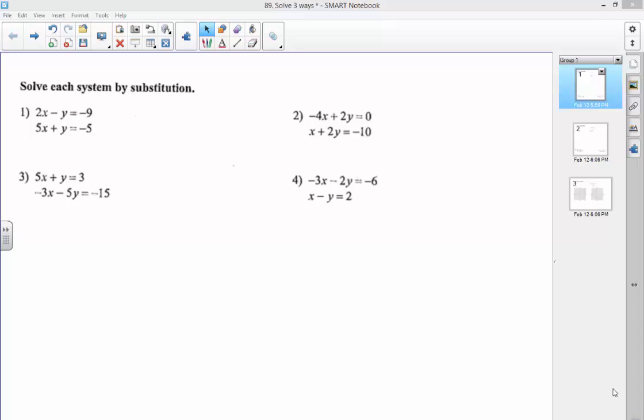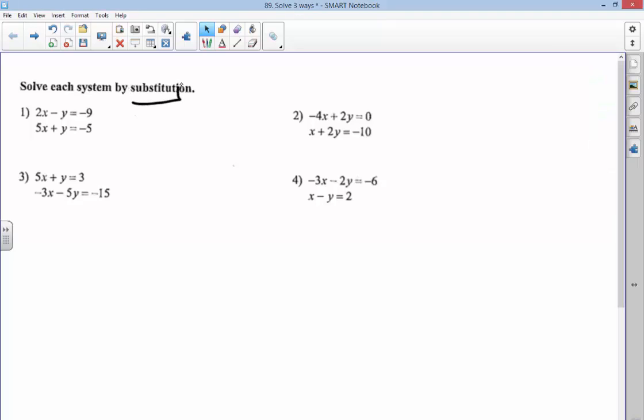All right, we're going to look at number one, and the first thing you want to do when solving by substitution is to figure out which letter is best, that's really bad English, to isolate. So this y right here is a positive y, so that would be the easiest one to isolate. So in order to get that alone, the first step is to subtract 5x.